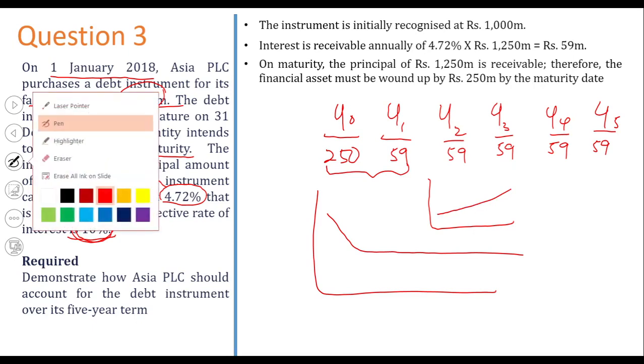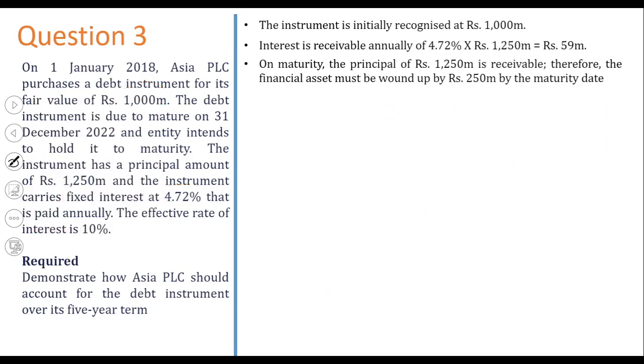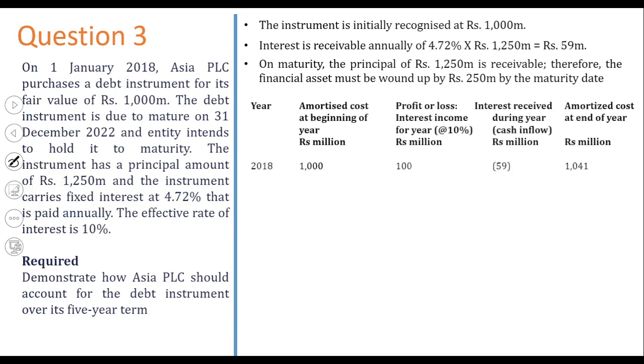Okay, now what we are going to do is use the effective interest rate. For that we can have this table, right? We know that initially I'm investing 1000. In 2018 I'm investing 1000. That is my initial balance at the beginning of the period, 1000. Then I'm recognizing the interest income to my P&L using the effective interest rate of 10%, right? So 1000 into 10, in the sense 100. I'm receiving interest in the first year, that is 59, and my closing balance will be 1041.